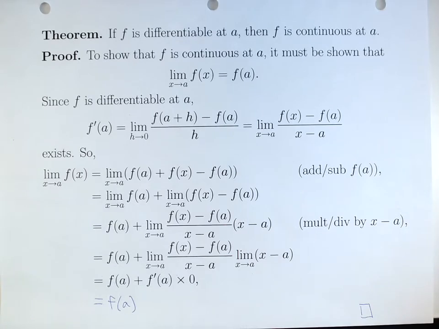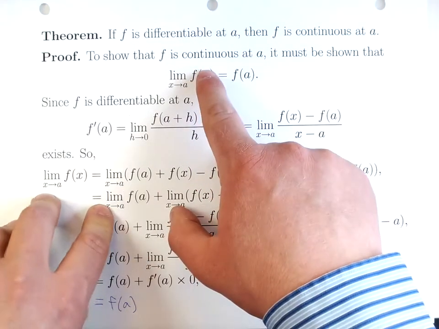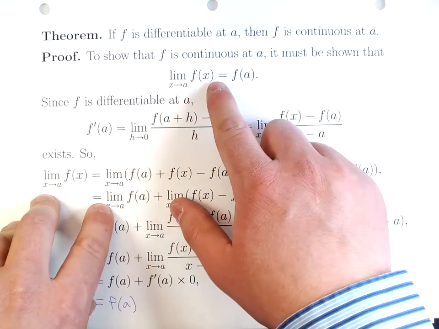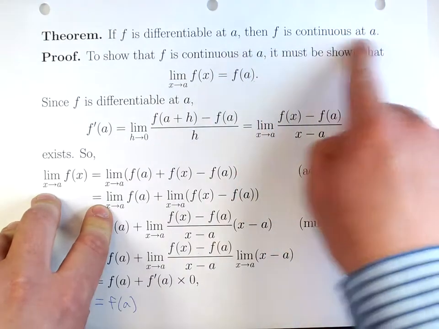Now, first thing to notice about a proof is the way it's written. This is an essay. This is way more like an essay from English class than it is from most of the math from high school. What I start out by doing is telling the reader what I'm going to do. It says, then f is continuous. That's what I need to show.